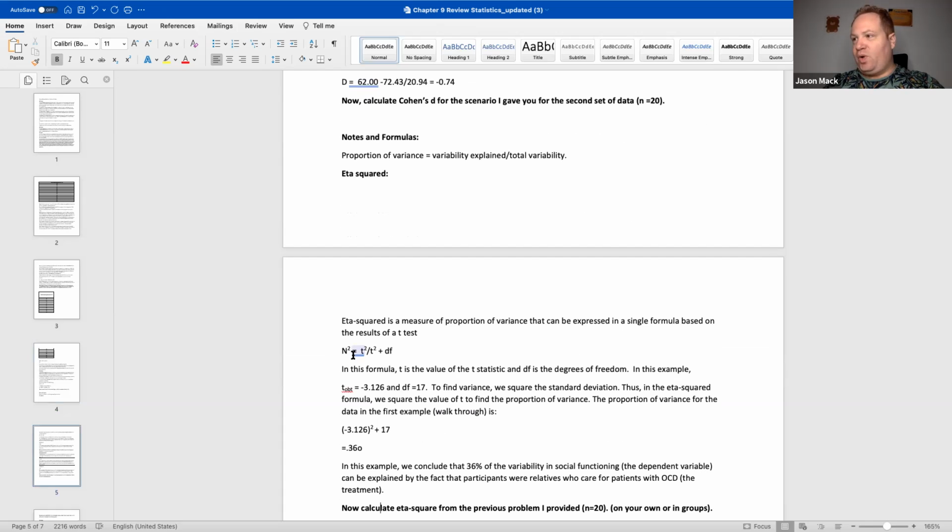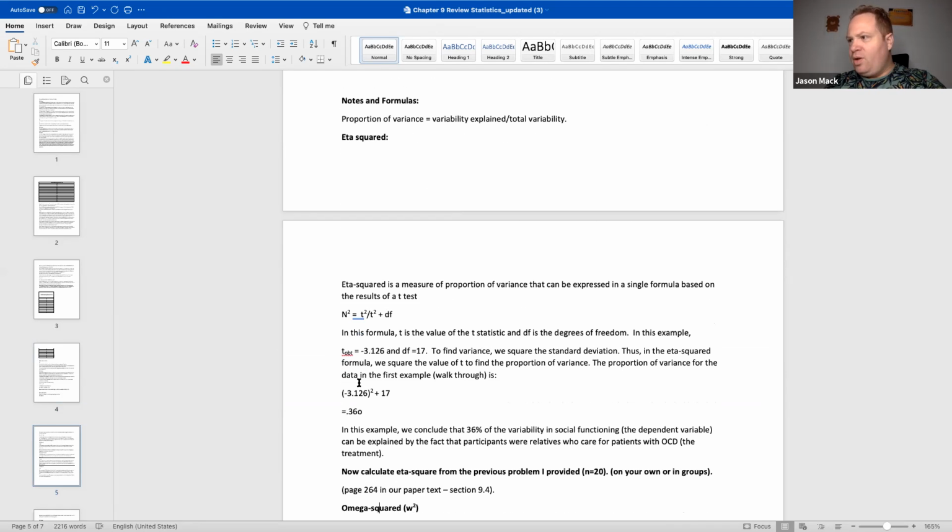So how we do that is eta squared is equal to t squared divided by t squared plus degrees of freedom. Now, make sure you're following PEMDAS. What I'm talking about is the order of operations. You want to go in the right order, which is your multiplication, division, addition, subtraction. So if you're unsure about that, you may want to look up PEMDAS or just order of operations. Just Google order of operations, and you'll get something walking you through that. That will be correct if you're unsure about which way to solve this.